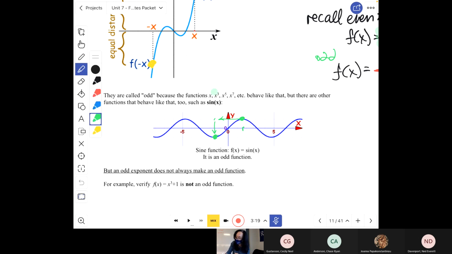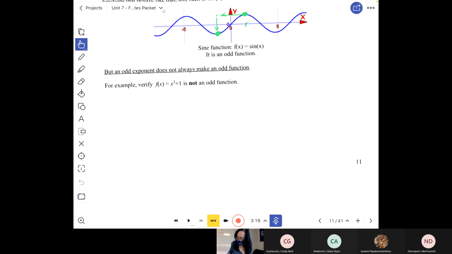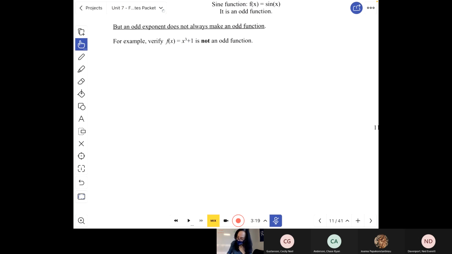Now, parent power functions that have an odd exponent are odd functions. But if I've done any transformation to it, it may or may not keep it odd. So we would have to verify it algebraically. So let's say I give you this function.